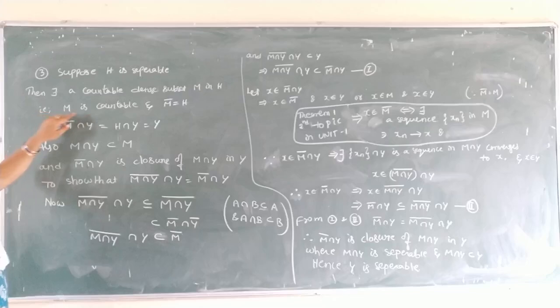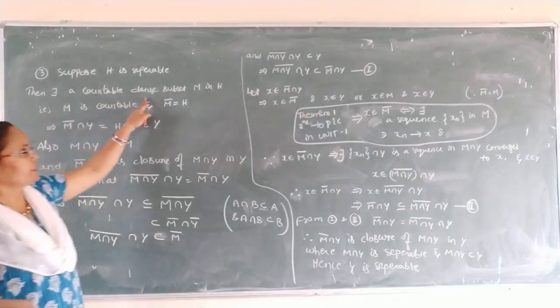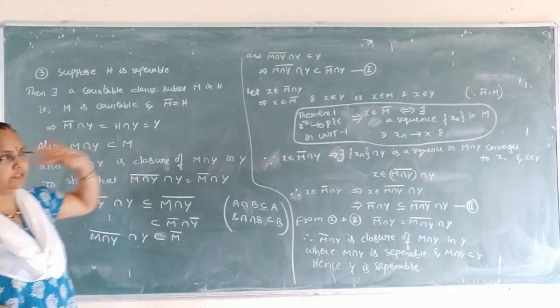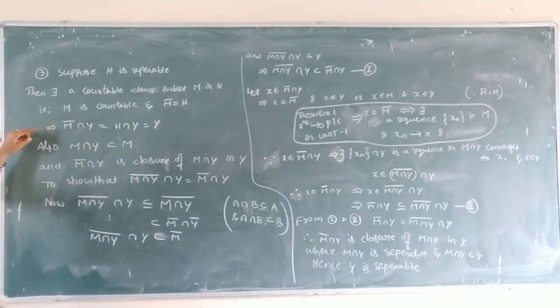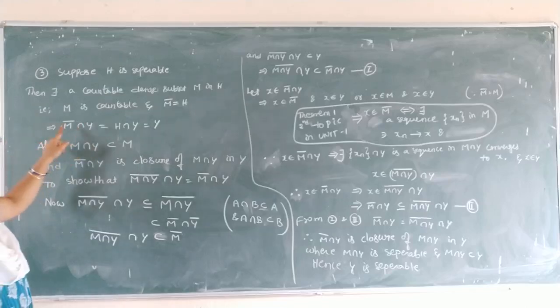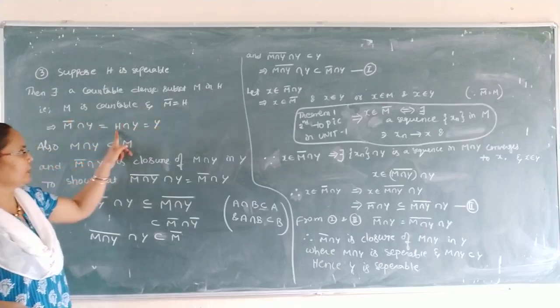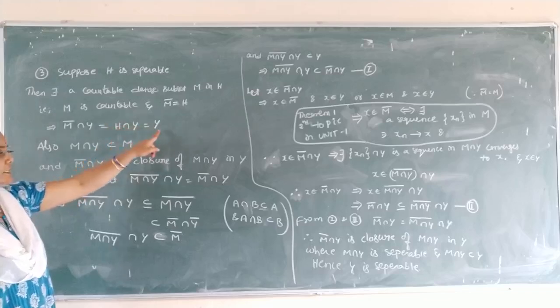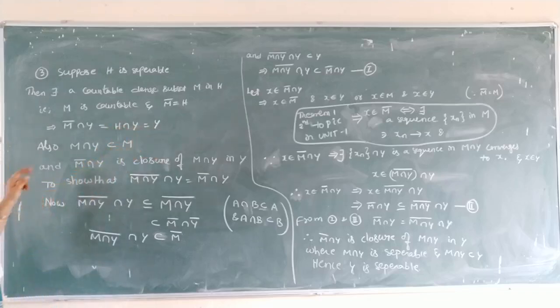That is, M is countable. Dense means to say its closure is equal to H. So M bar is equal to H. Next, M bar intersection Y is equal to M bar equal to H. So H intersection Y, in this intersection the small set is the Y. Okay? Right. Also M intersection Y is always a subset of M.